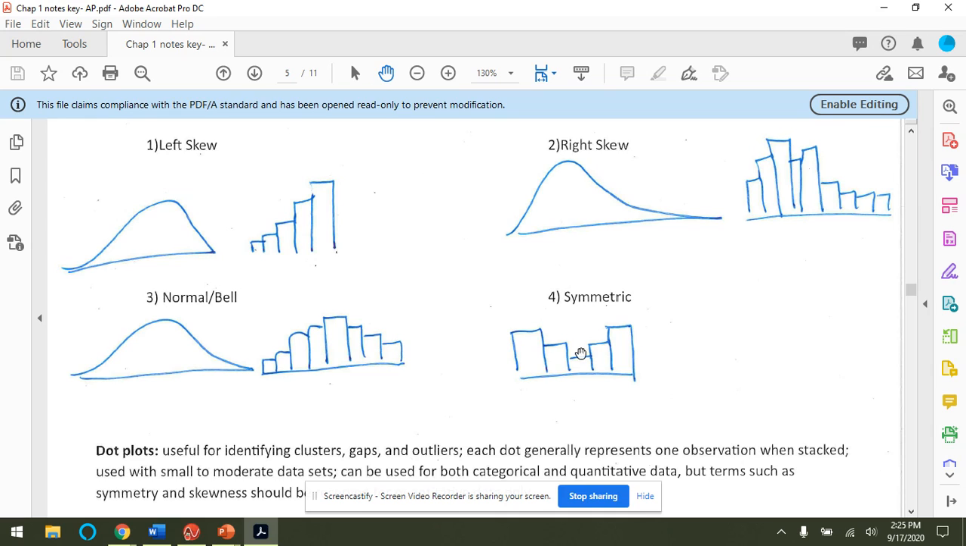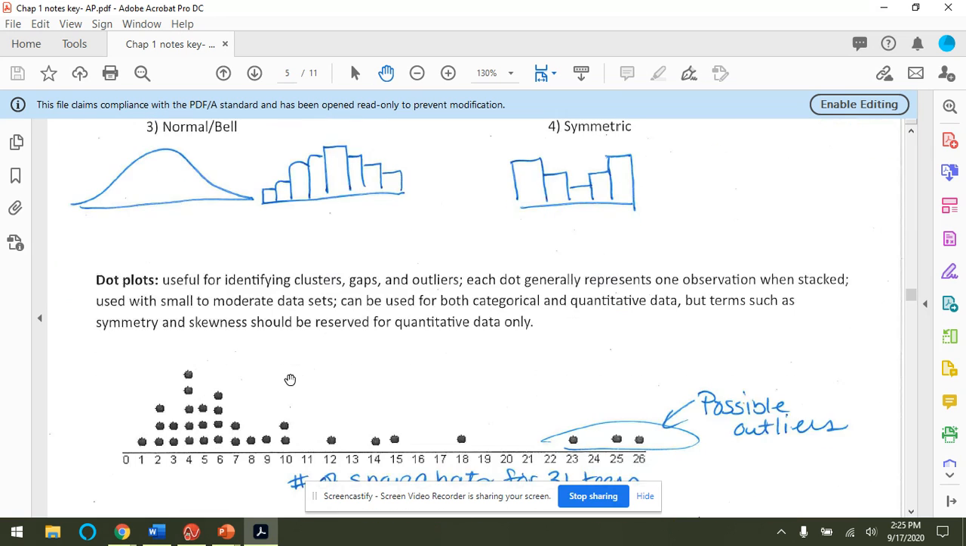Okay, here is an example of symmetric. Don't call this a reverse bell or an inside-out bell. That doesn't exist. This would just be considered symmetric. So anything that's plain old-fashioned symmetric would go here. Now, we have a bunch of different types of graphs. So first we have dot plots.